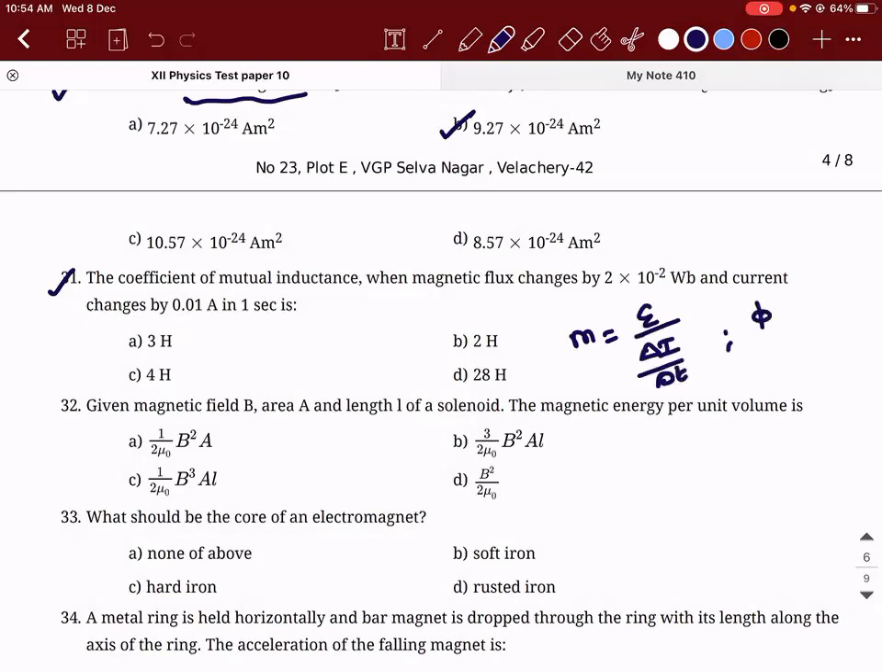And we know that M is equal to... So we can change E as del phi by del T, right? Actually, there is a formula, delta phi by delta I. So M is how much? That's what we need to find. So 2 into 10 power minus 2 divided by delta I, which is 0.01. So 2 is the answer, right?